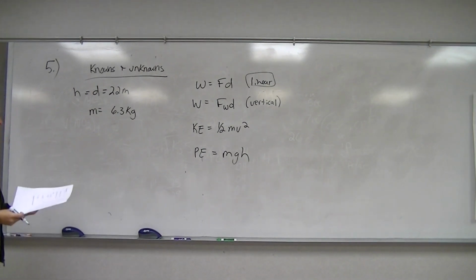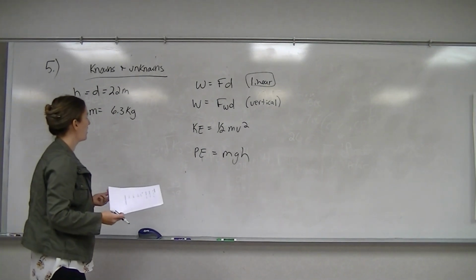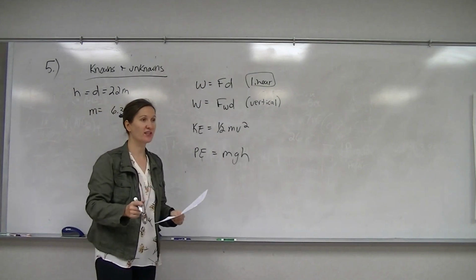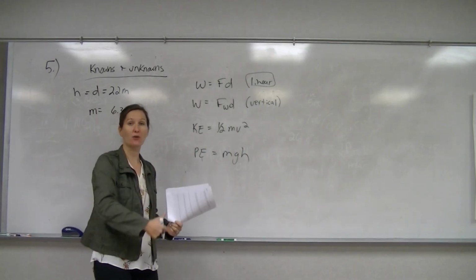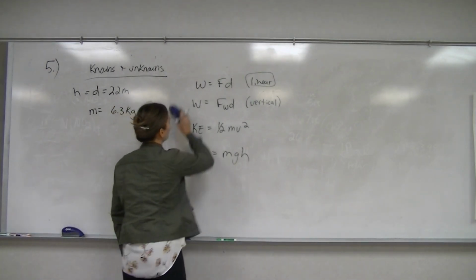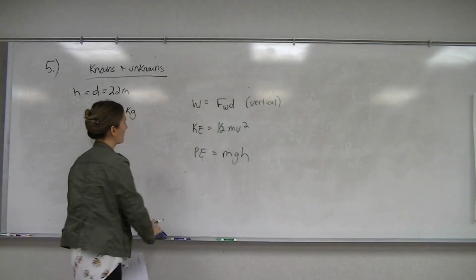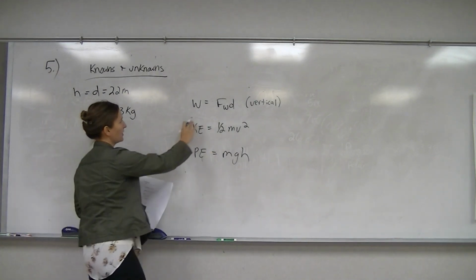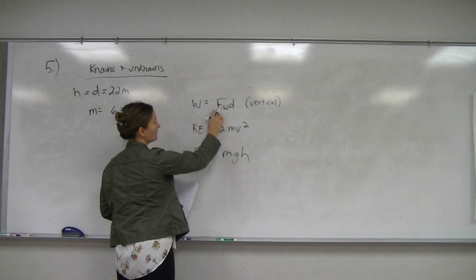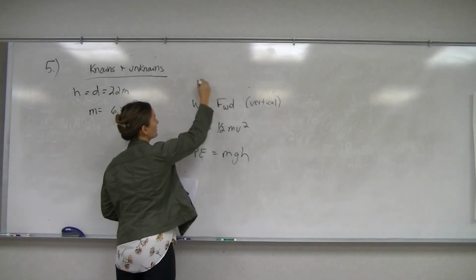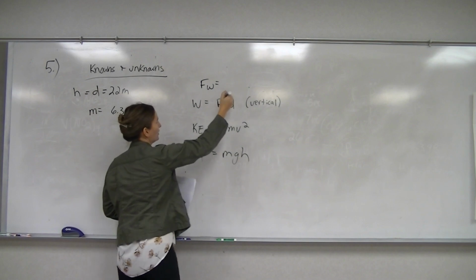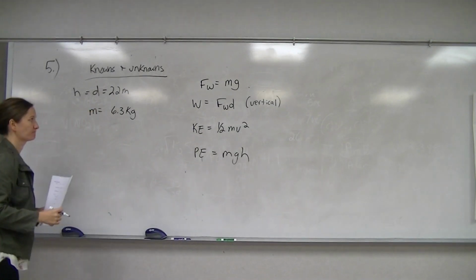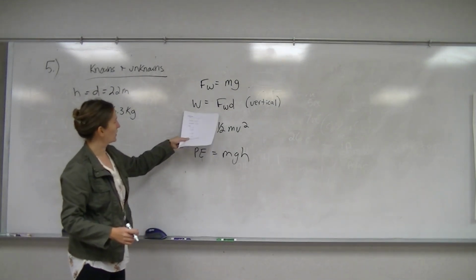So we need to see which one is going to work. Now, we're not doing linear work, that's for sure, because what these 2 children are doing is they're pulling a bucket up to their treehouse. So it's going up vertically. So that one's not going to work. Vertical work, we could possibly use that one. So let's keep it on the list. We don't have force, but we can figure out force because F_W is the weight force from the last chapter, and weight force is mass times gravity. So we'll keep that one in mind.